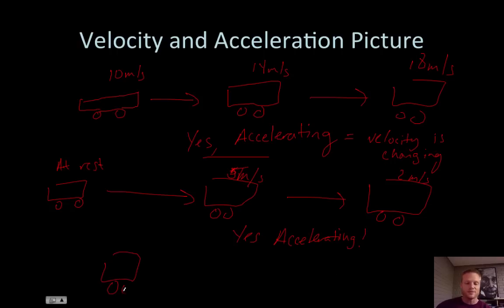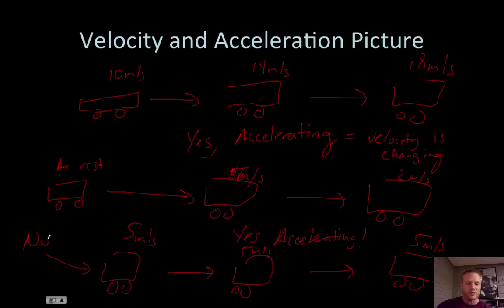Now, last example, let's say this car is going 5 meters per second here. And then here it's going 5 meters per second. And then here it's going 5 meters per second. Is this car accelerating? The answer is no, it's not accelerating, and it's because the velocity is staying constant. It's staying the same. I could draw a fourth picture and just have a car sitting here doing nothing, not moving at all. It also would not be accelerating.